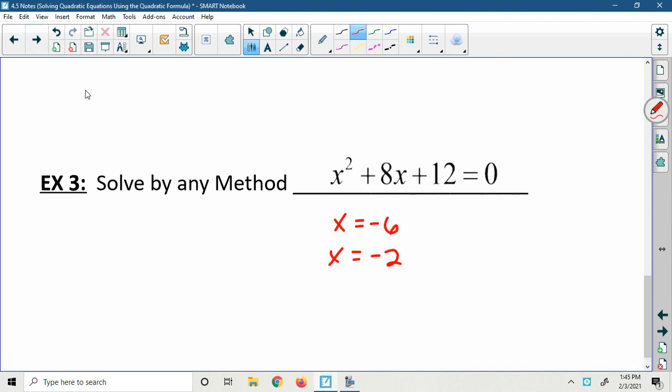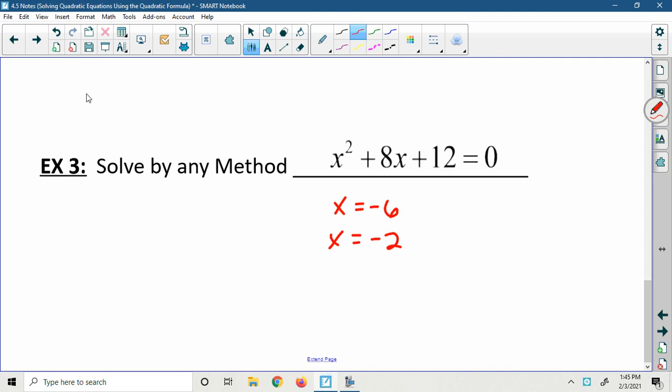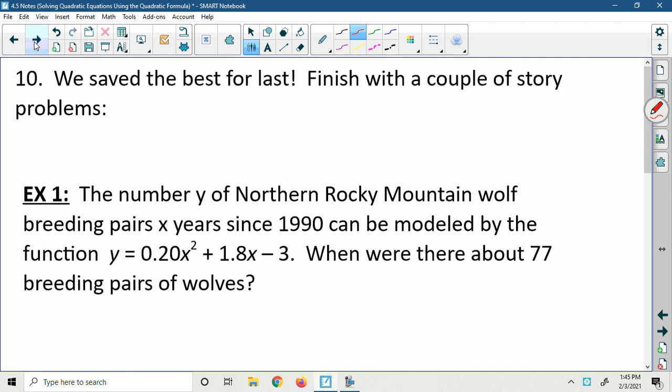So hopefully you've got a game plan. You know which methods you like, which methods work for you, and you can use them to solve these quadratic equations. Last thing, a couple of story problems.